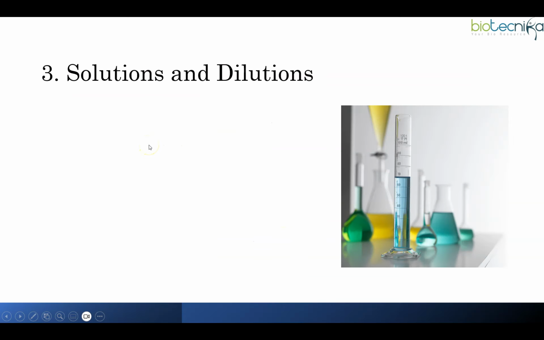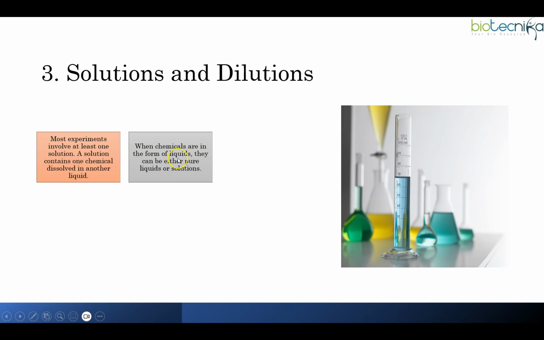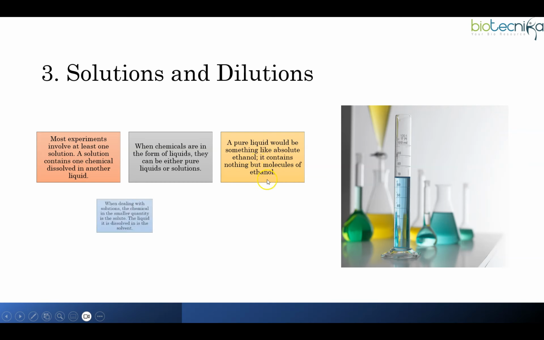Third concept here is solutions and dilutions. When we have solutions, we actually prepare some solid particle with some liquid component. Most experiments involve at least one solution. A solution contains one chemical dissolved in another liquid. When chemicals are in the form of liquids, they can be either pure liquids or pure solutions. A pure liquid will be something like absolute ethanol. It contains nothing but molecules of ethanol.